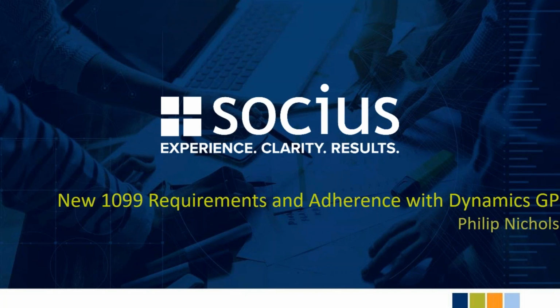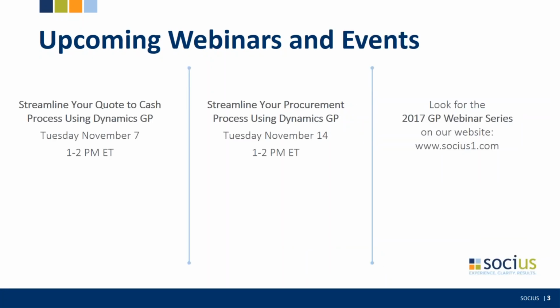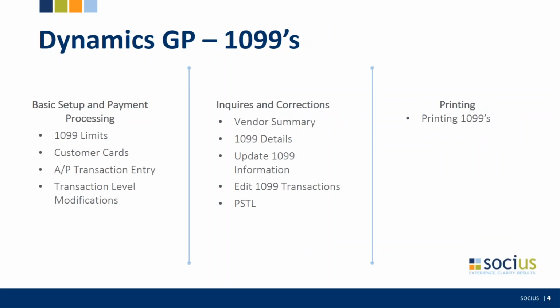My name is Philip Nichols, and I'm going to be showing you some 1099 information here for your GP-based system. So let's go ahead. I'm sure everyone can see my screen now. I'm going to click through a couple of these. Here's some audio information if you need that still, and some information on upcoming webinars and events that Lindsay will be talking about later.